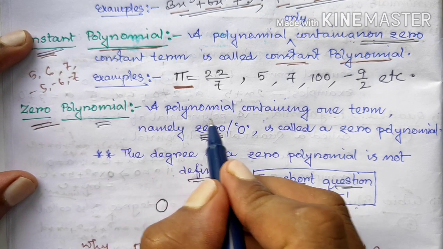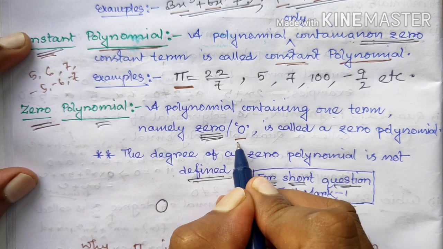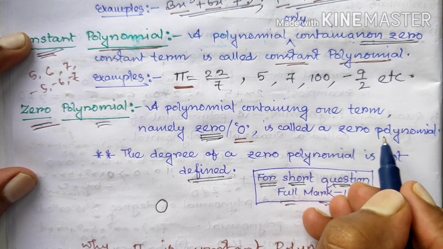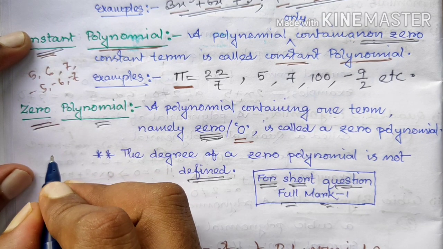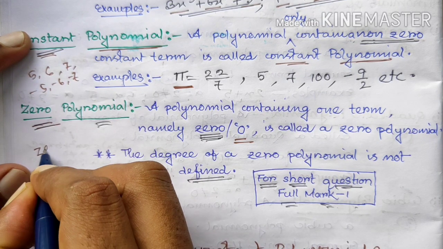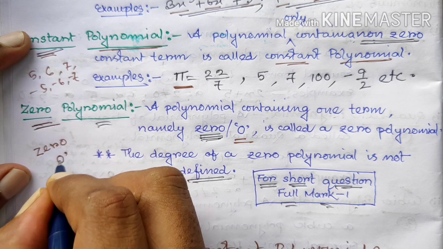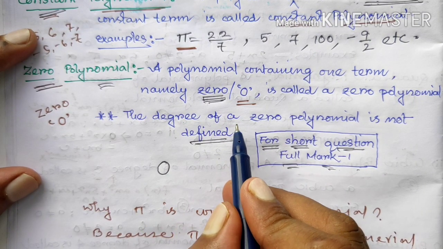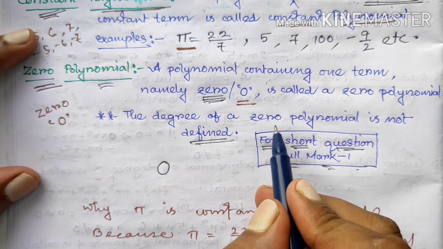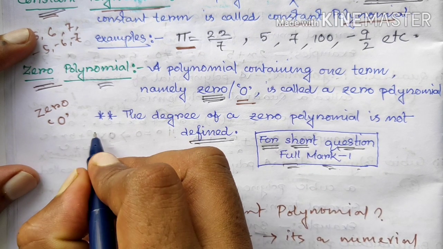Zero polynomial. A polynomial containing one term, namely 0, is called a zero polynomial. The degree of a zero polynomial is not defined. This is a very important question for 1 mark.